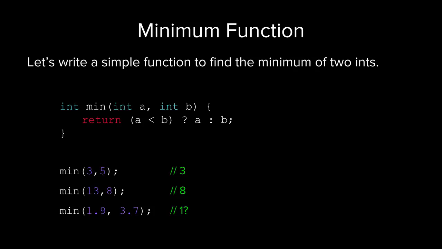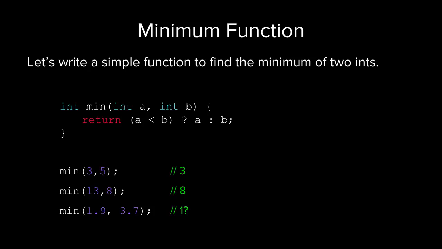So what happens if we pass it the min of 1.9 and 3.7? What is going to happen when we do that? This is a function that takes two integers, and we're passing it two doubles. What does it do to those values? Anyone? Yeah, it truncates them, right? Rounds them down to integers, so it gets 1 and 3, and then returns the smaller one, which is 1.